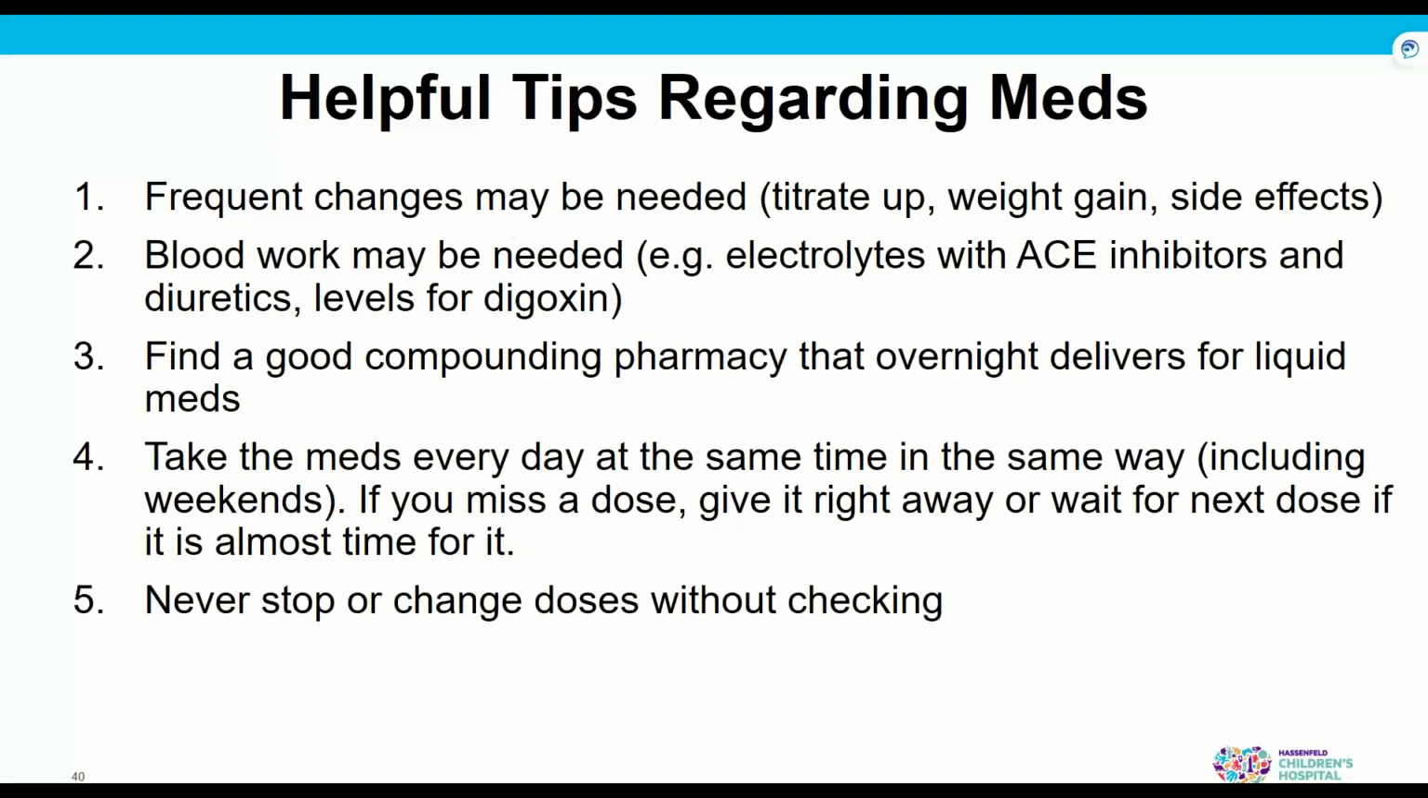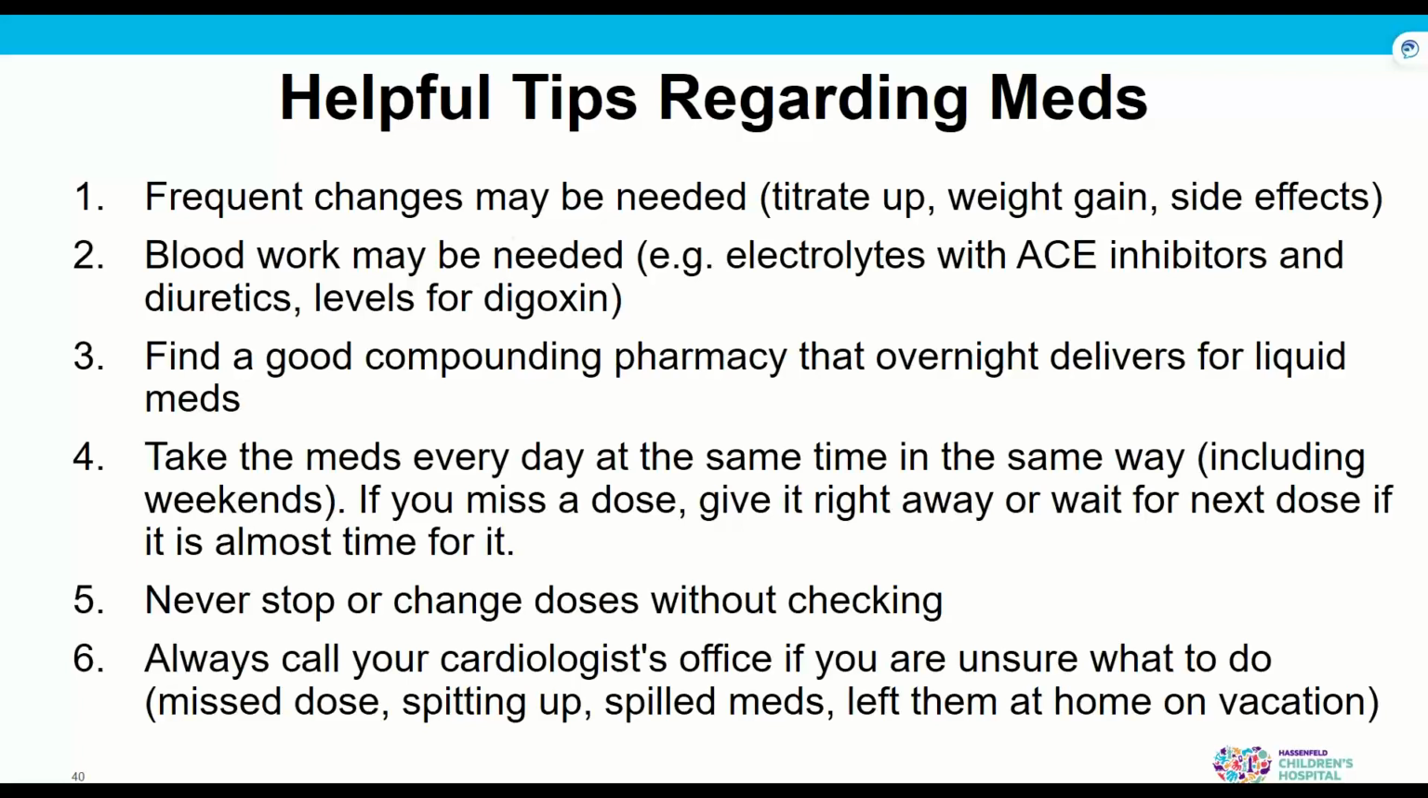Never stop or change doses without checking, again, because some of these medications have side effects, which you may not be aware of. And the most important thing is always call your team if you're unsure what to do. That's what we're here for. We're available 24 hours a day.